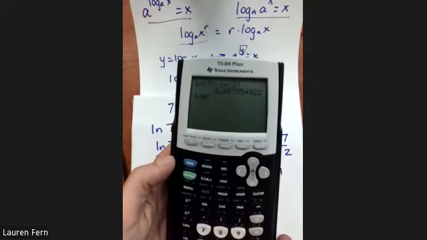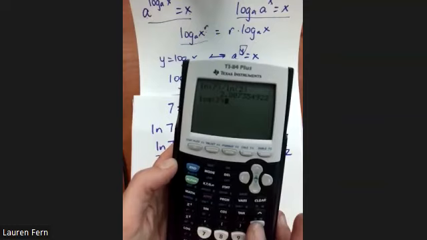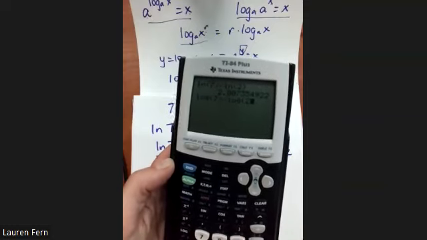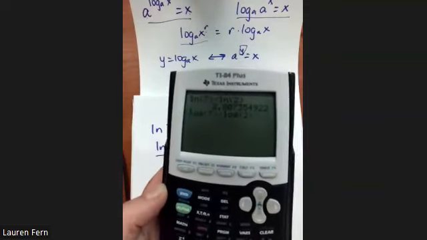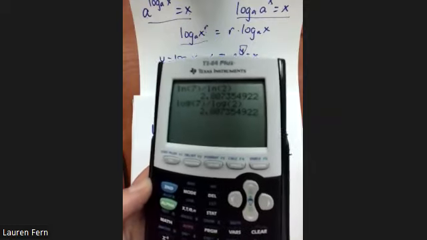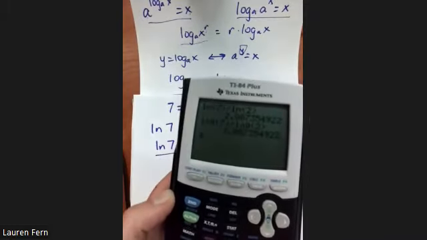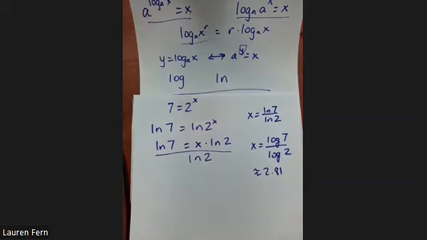Notice if I used my log and I did log of 7 divided by log of 2, I get the exact same thing. So to answer this long-standing question, in about 2.81 days, we'll have a population of 3,500.